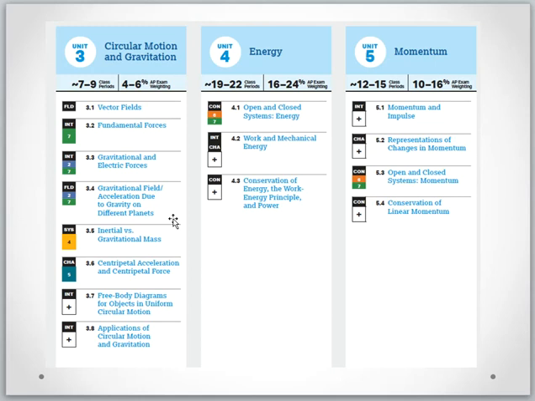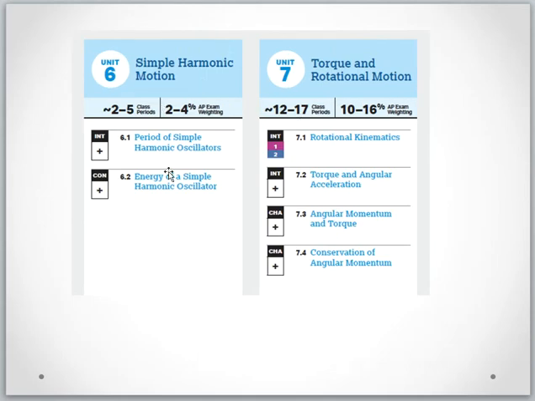Unit 5, momentum and impulse, representations of changes in momentum, conservation of linear momentum. Unit 6, simple harmonic motion. Again, we actually studied waves, and waves are not going to be on there. That's actually covered in a later unit. But just simple harmonic motion would be on there, just a simple harmonic oscillation.